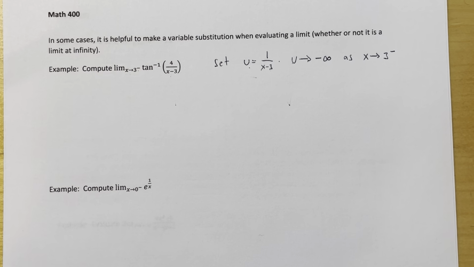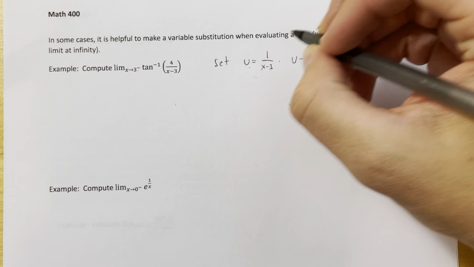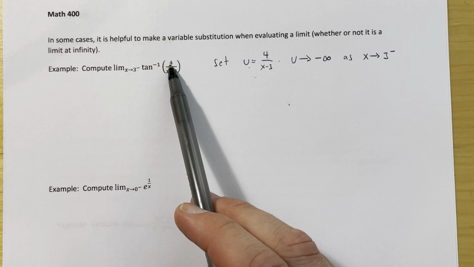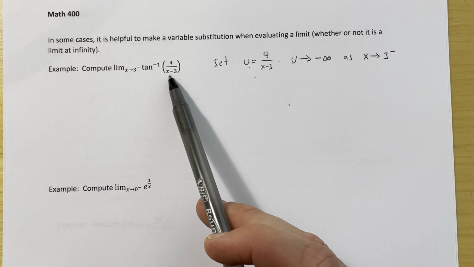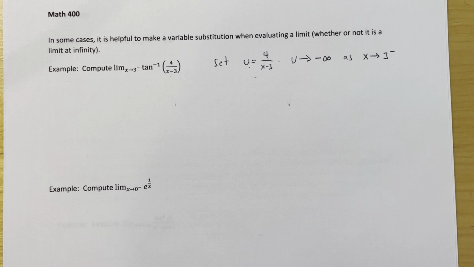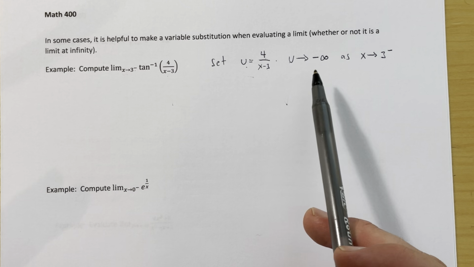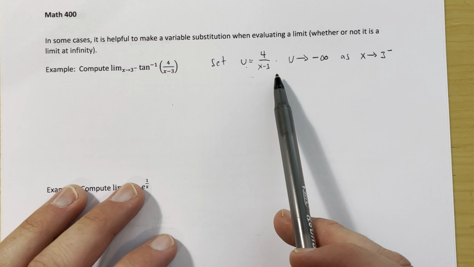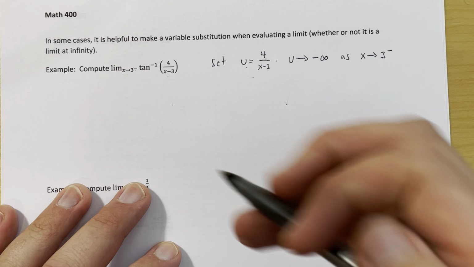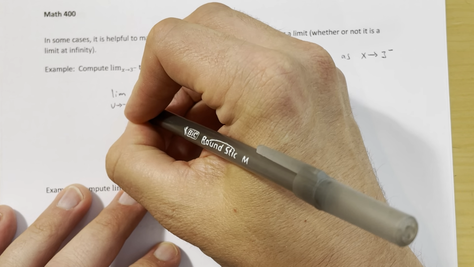Now, in fact, I made this 1 over x minus 3. I actually don't even really need to do that. I can make it 4 over x minus 3. I'm not sure why I went with the 1. The 4 is what's already appearing there, so we might as well just grab the whole thing and set u equal to that. Now what we're going to do is make a variable substitution. Anywhere in this limit I see an x, I'm going to be replacing it by the appropriate expression involving u. So again, as x approaches 3 from the negative side, u, the way we've defined it, is approaching negative infinity. So this is equal to the limit as u approaches negative infinity.